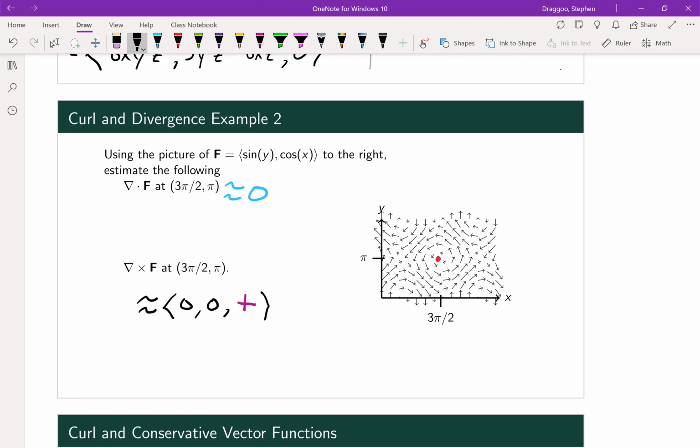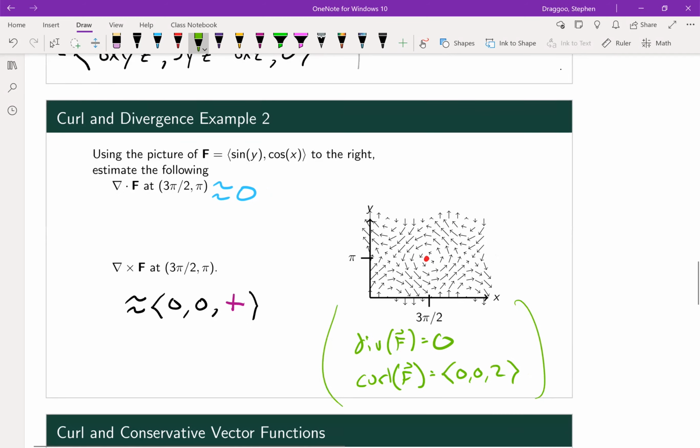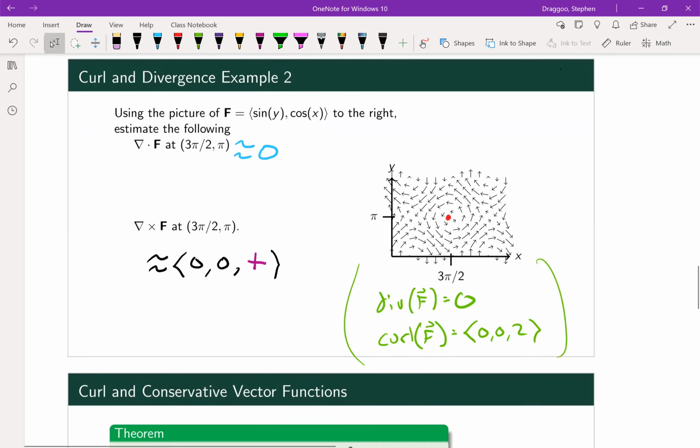If we were to actually calculate these two pieces, I believe we get that the divergence of f is 0, while the curl of f is the vector 0, 0, 2. But that's if we were to actually calculate it. All we wanted to do was estimate based on the picture. And that's probably good enough, at least for an estimation.